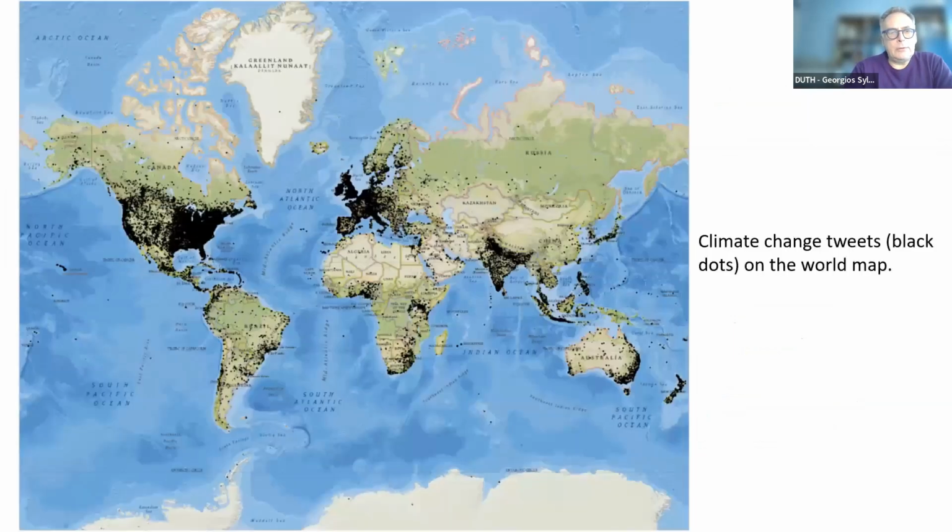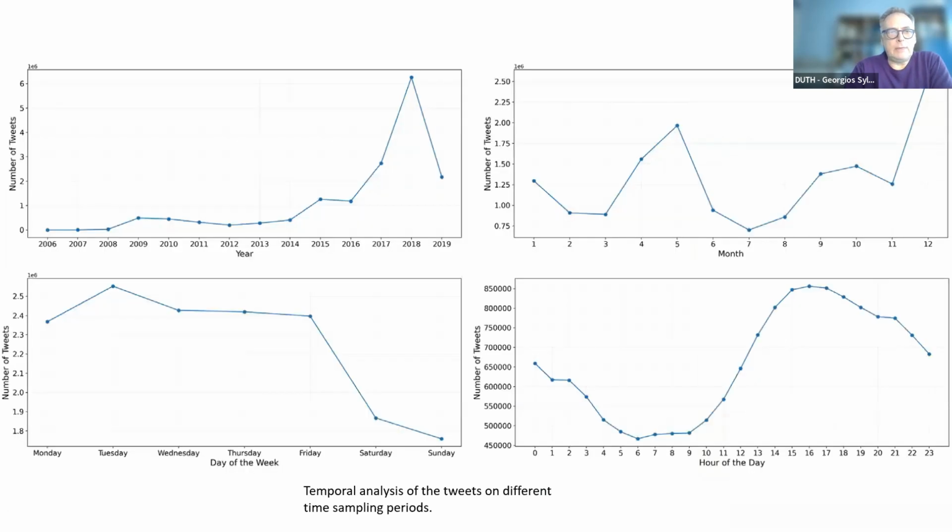And then here you see the geolocation of the tweets with the black dots. You see that we have a lot of tweets from the United States, some tweets a bit sparse from South America, Africa, a lot of tweets in Europe, and we don't have a lot, almost nothing from China, of course. Of course, there is a bias as a result of that, I have to say.